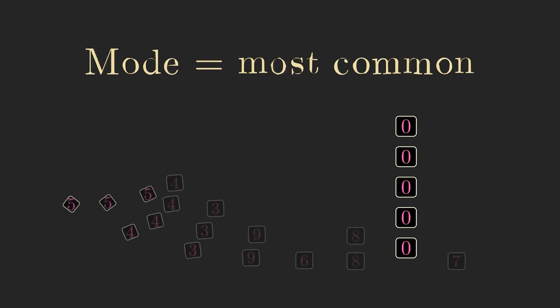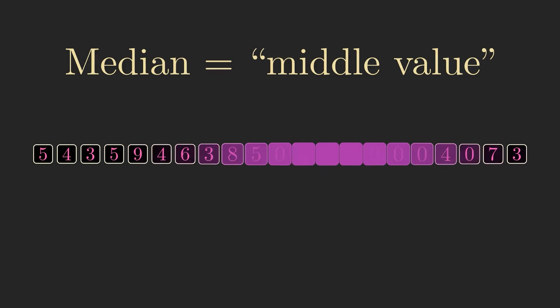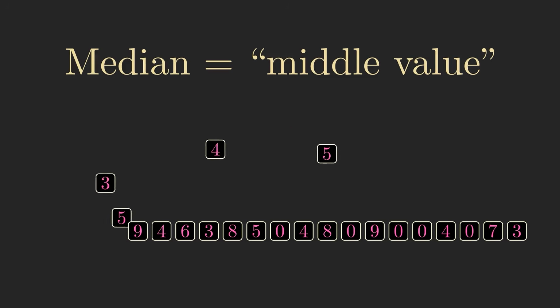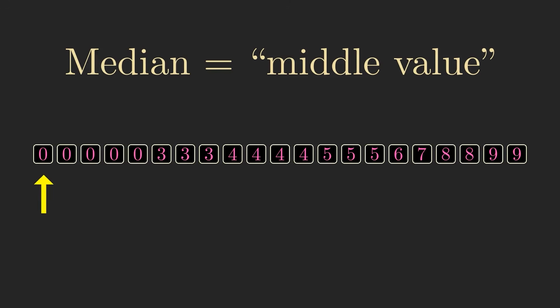But the median is the middle value. To calculate it, you have to consider how the numbers compare to each other. And it seems like the best method is to first sort the list and then count to the middle number of the sorted list.